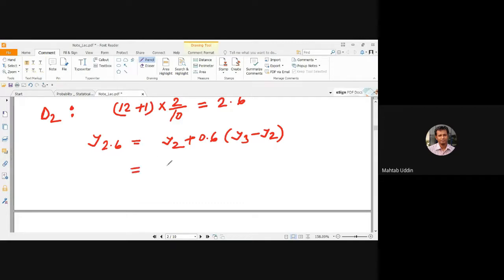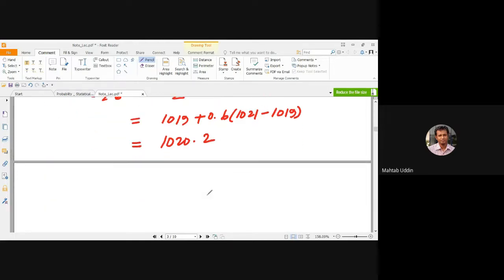প্রথমটা যদি দেখাই, y2 1019 plus 0.6, next value 1021. Please calculate this and tell me. দেখো তো কত হয়, আমাকে একটু বলো তো। 1020.2. Yes, sir. Okay, so this is D2.